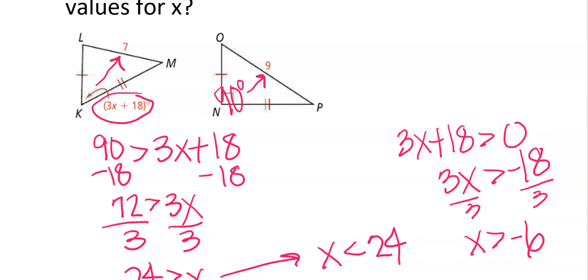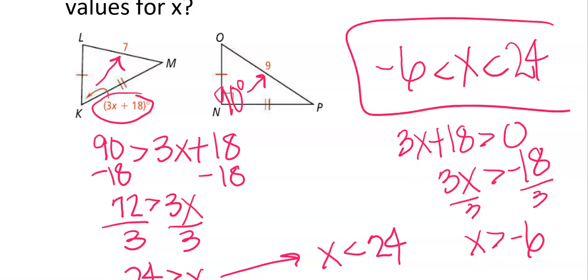Now, the other day, you might be thinking, but we can't have negative angles. It's not really a negative angle. We just have to choose values that are bigger than -6. So if I plug in a -6 right here, I get 0. That means anything that I plug in beyond -6 will work. So it still is okay, even though it's a negative number. My smaller number is -6. My bigger number is 24. The x goes in the middle, with less than symbols.